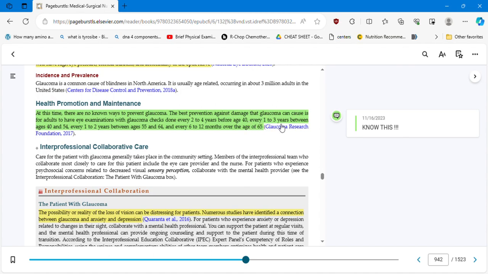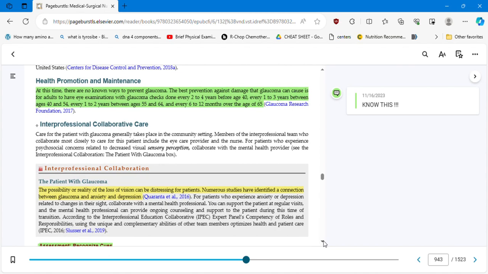Every 1 to 3 years between age 40 and 54. Don't get confused with the regular eye examination. This is glaucoma checkup. Every 1 to 3 years between 40 and 54, and every 1 to 2 years between age 55 and 64, and every 6 months over the age of 65.